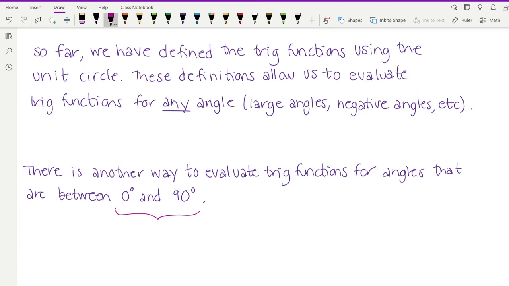A right triangle always has one 90-degree angle, and the total amount of degrees in a triangle cannot exceed 180. And so the other two angles in that right triangle, besides that right angle, cannot be bigger than 90. They have to be strictly less than 90. And similarly, it just doesn't even make sense to have a negative angle within a right triangle. So these are angles that can fit within a right triangle.